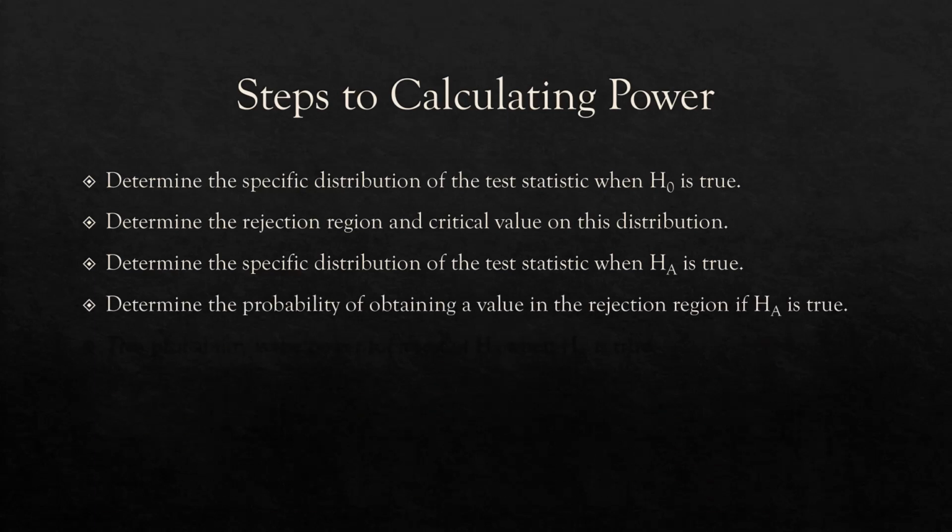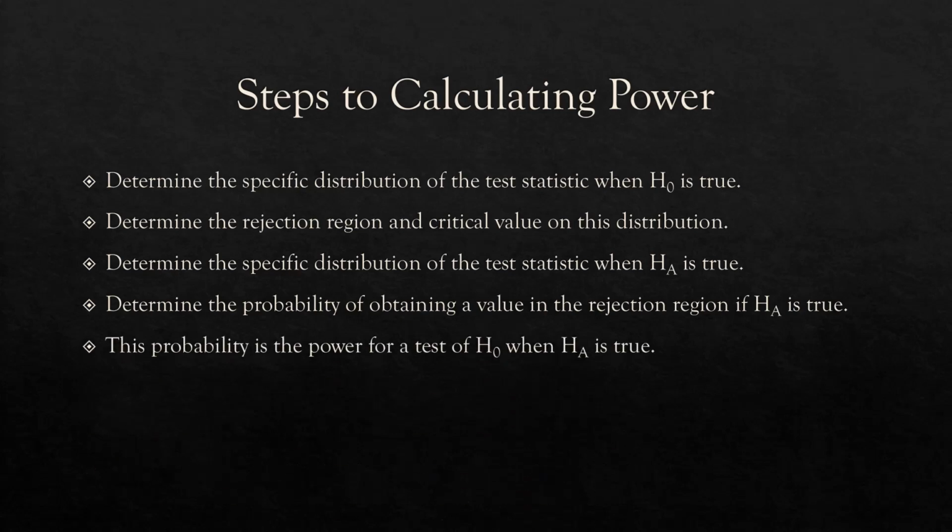The fourth step is to determine the probability of obtaining a value in the rejection region if the alternative is true. Remember, we create that rejection region using the null hypothesis, but then we determine the probability of being in that rejection region, not if the null hypothesis is true, but if the alternative is true. And when we do that, we have found the power. This probability is the power for a test of the null hypothesis when that specific alternative hypothesis is true. Now, this is going to make a whole lot more sense if we have an example, so let's go there.